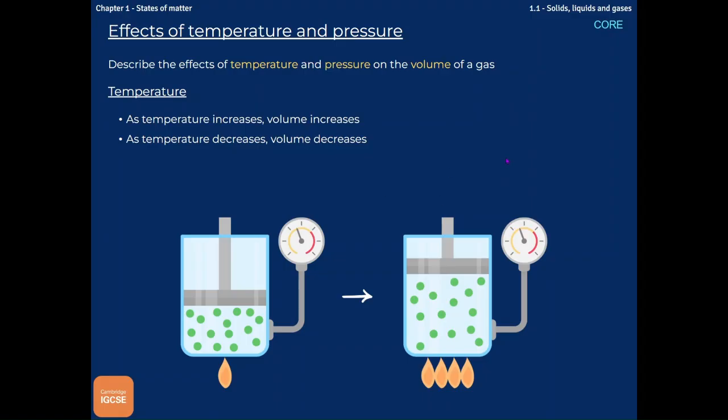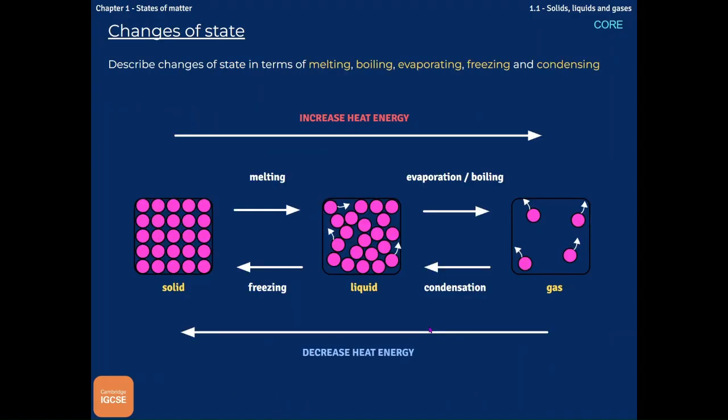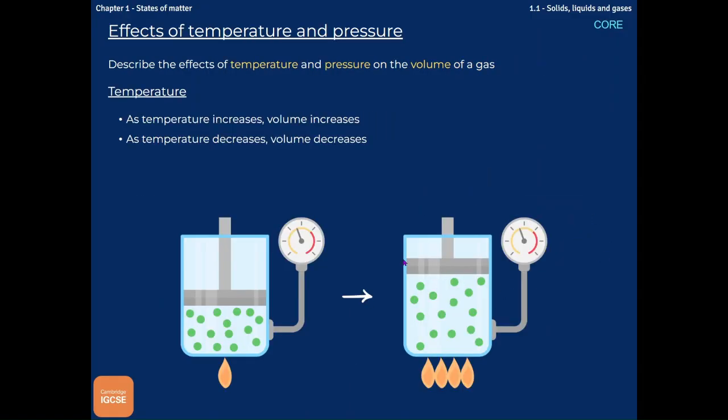These are kind of intuitive, right? As the temperature increases, the volume increases. You give a gas more heat energy. If we go back here, increase its heat energy, it has more energy. More energy means more volume in this case. It's going to push against this piston and create more volume.